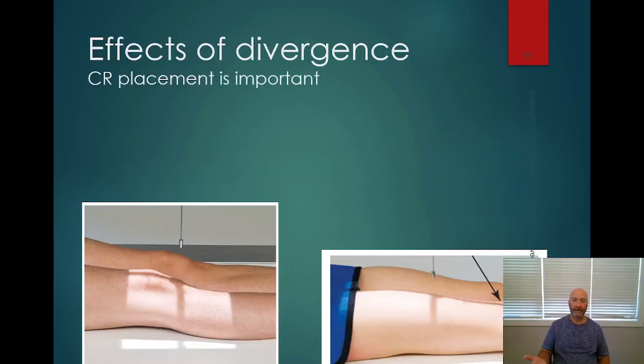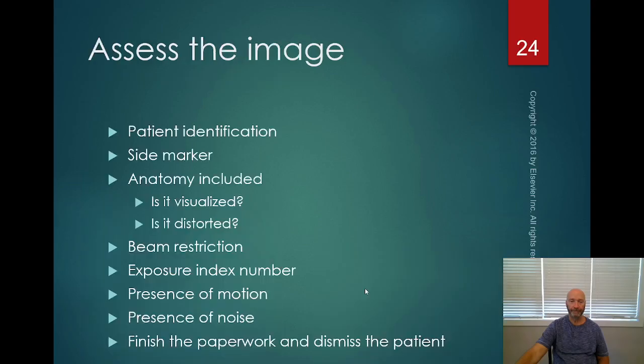So this is kind of what I was talking about with divergence of the central ray. If we're taking an x-ray of a knee, then we need to be centered on the knee. If we're taking an x-ray of the knee and we center mid-femur, then look at the angulation that's coming off on the knee. This is a picture, that's not an x-ray. Then we're going to get distortion of the knee, and that's just not good.